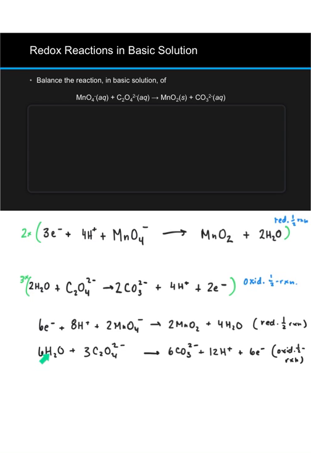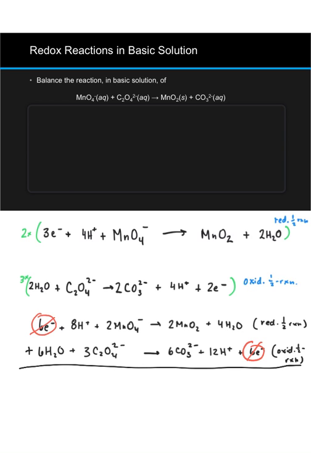Reduction half reaction. In the oxidation half reaction, 6 water molecules react with 3 oxalates to form 6 carbonates, 12 H+ cations, and 6 electrons. When we add these 2 reactions together and get rid of things that are the same on opposite sides of our reaction arrow, we'll end up canceling out electrons entirely. 6 electrons produced in the oxidation half reaction cancel with 6 electrons consumed in the reduction half reaction.